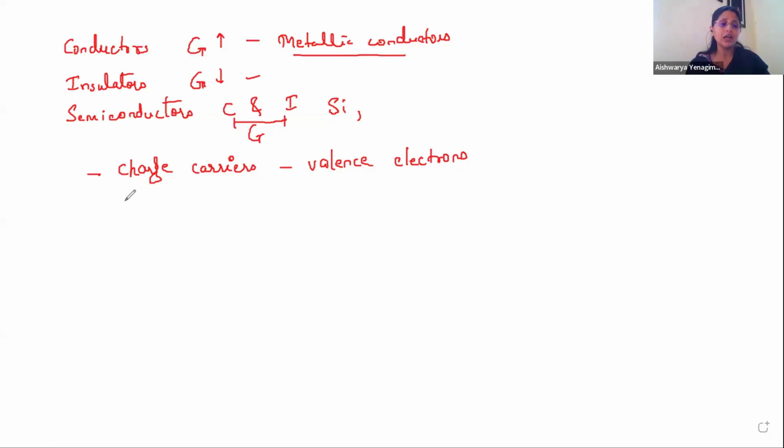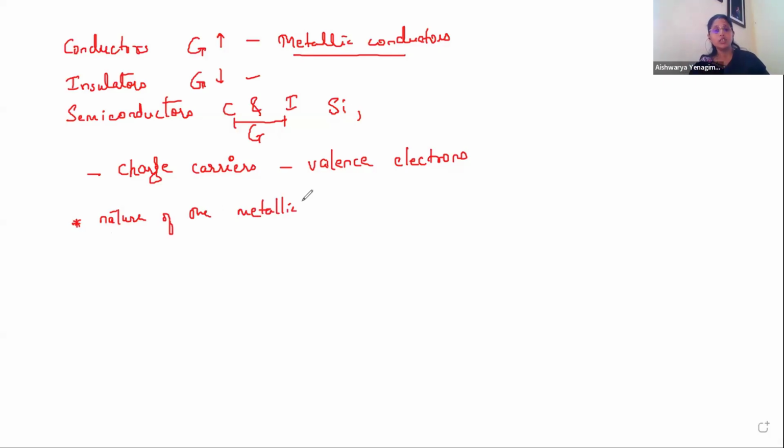So metallic conductance, on what basis does it depend? What are the factors for metallic conductance to be very good? First point, it depends on the nature of the metal. As metallic nature increases, conductivity will be more. As metallic nature decreases, conductivity will be quite less.